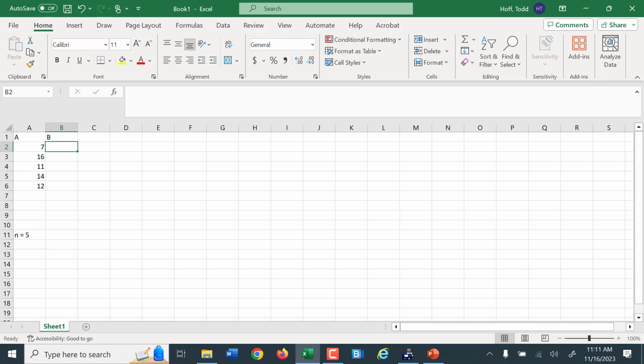Data set B is going to be 15, 26, 9, 13, 21, and 18. Notice n equals 6 because there's 6 points in that one.